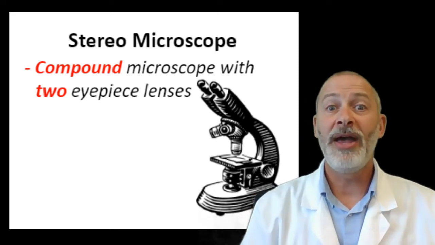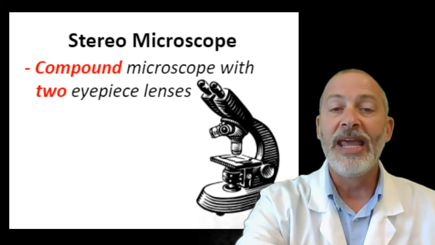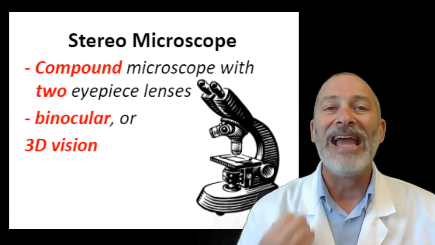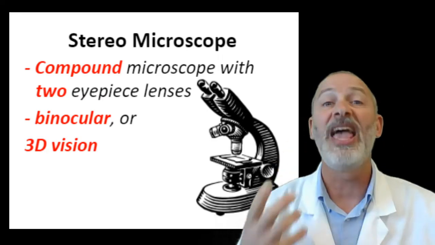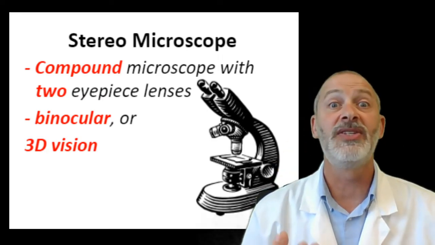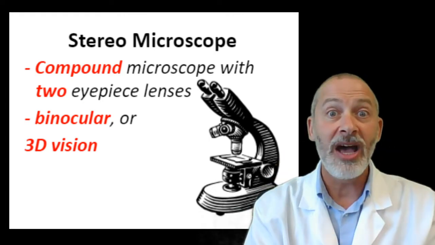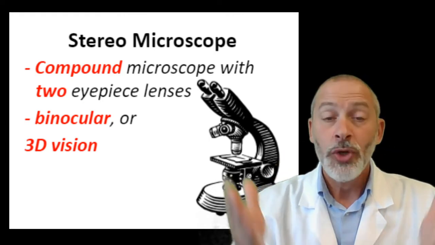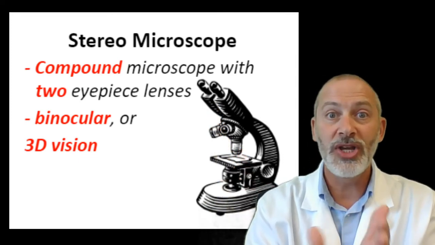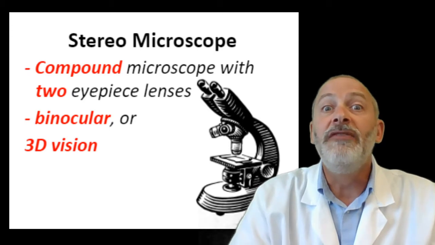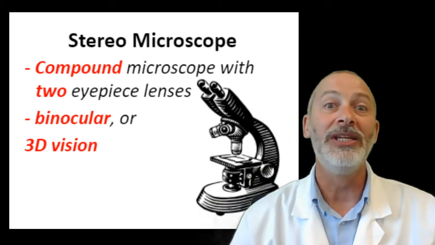A microscope with two eyepiece lenses enables you to use binocular vision, using two eyes, and makes things appear 3D because you're looking at an object, specimen, whatever it is, from slightly two different angles. The shadows on the specimen give you a graphic relief, make it pop out at you, which is really super cool.